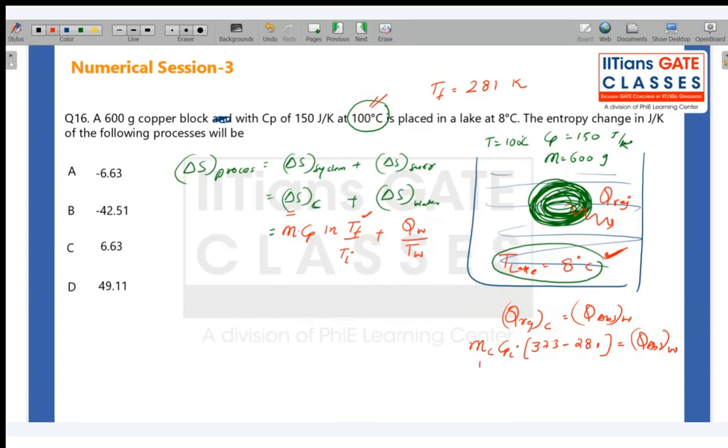Now see one thing here. What is the unit of this? Kg. What is the unit of this? Kilojoule per kg Kelvin. So if I combine both of them, the unit is kilojoule per Kelvin. This is what they have given you here: Cp is 150 joule per Kelvin, the product of mass into Cp. So do not multiply this by 600. It is not a mistake, they have intentionally given you this. If you multiply 600 with this, you will not get the correct answer. Okay, 373 minus 281 is how much?